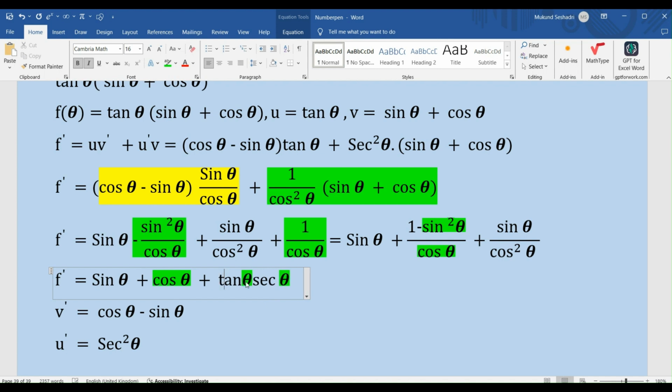So there we have the final answer in front of us. My final answer to this particular function, derivative of this particular function, is sine theta plus cos theta plus secant theta tan theta, right? I don't think it's possible to simplify this any further.